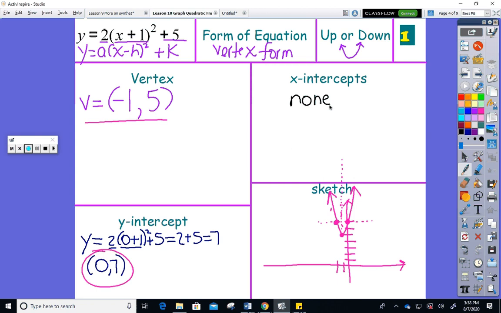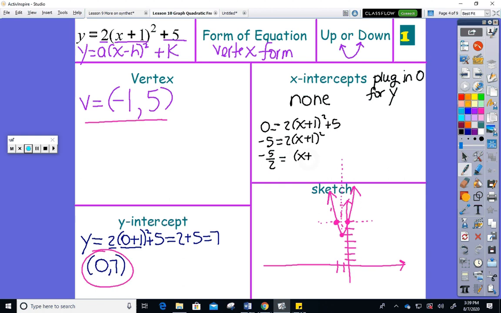But if I want the x-intercepts, technically what you do is plug in 0 for y and solve for x. So I would say 0 equals 2 times (x plus 1) squared plus 5. I would subtract 5. And I would divide by 2. And then what I would do would be to take the square root of both sides. So plus or minus the square root of the left equals plus or minus the square root of the right.